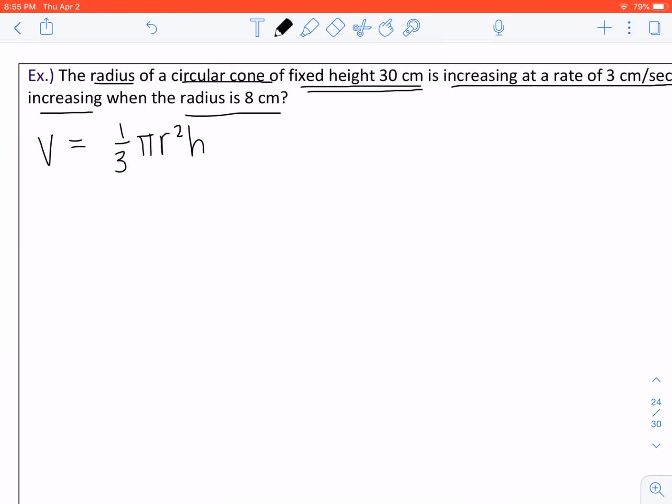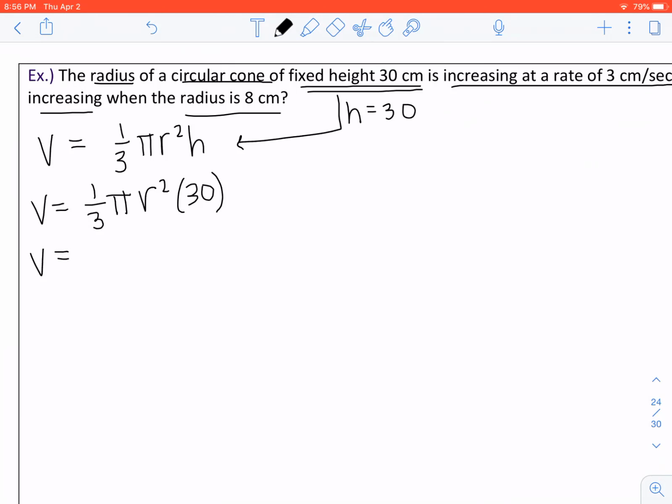And since the height is fixed, I can just substitute that value in. h is equal to 30. That's a fixed value. It's not changing. So our volume formula now becomes 1/3 pi r squared times 30, which just simplifies to 1/3 times 30 would be 10 pi r squared. And again, this only works when something is fixed. It's not changing.